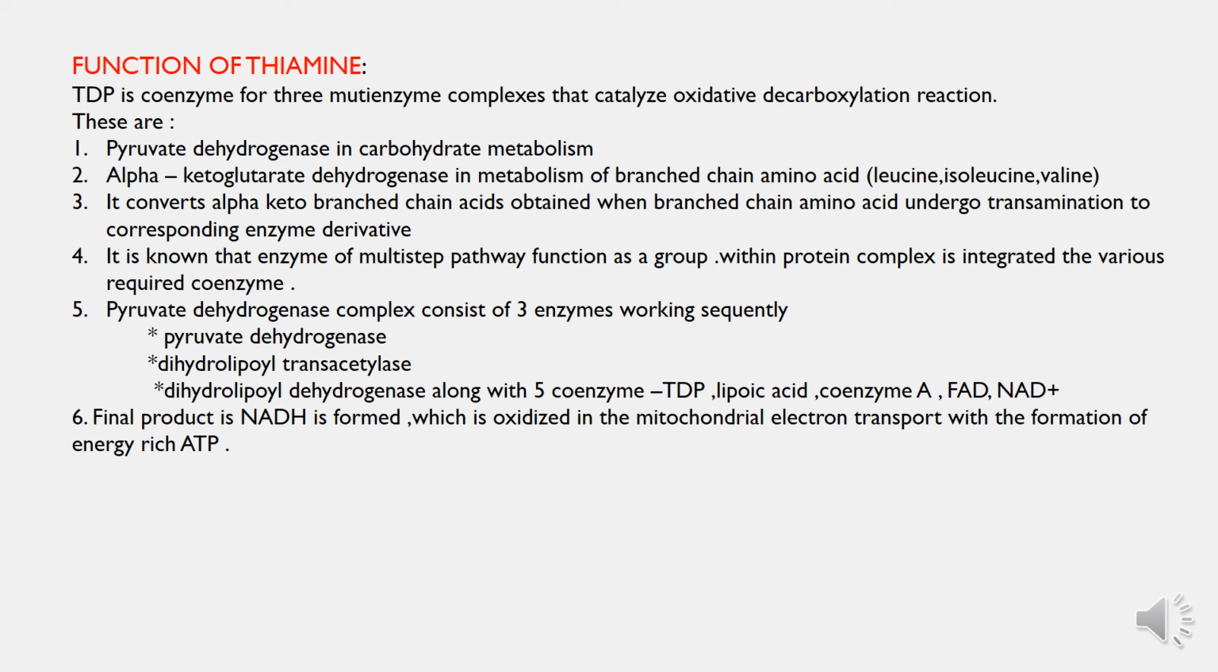Pyruvate dehydrogenase complex consists of three enzymes working sequentially. These are pyruvate dehydrogenase, dihydrolipoyl transacetylase and dihydrolipoyl dehydrogenase, along with five coenzymes. These are TPP, lipoic acid, coenzyme A, FAD, NAD+. The final product, NADH, is formed, which is oxidized in the mitochondrial electron transport with the formation of energy rich ATP.